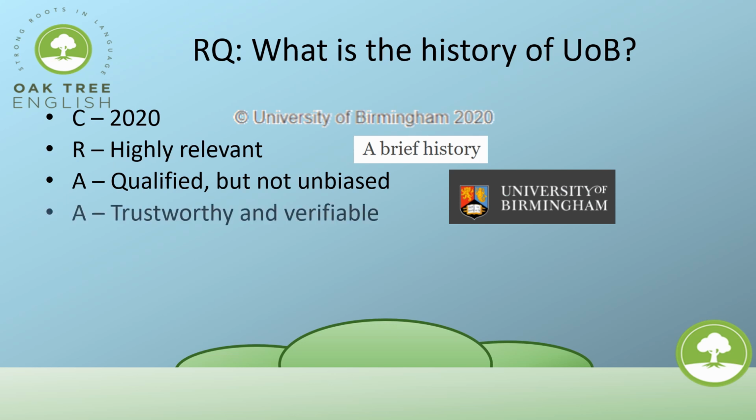Is it accurate? Yes. The university is trustworthy because it is held to high standards by governing bodies and worldwide academia. This text makes falsifiable, that is, testable, claims, such as the first chancellor, the date of foundation, and the first civic university. If any of these were untrue, the university could be sued.